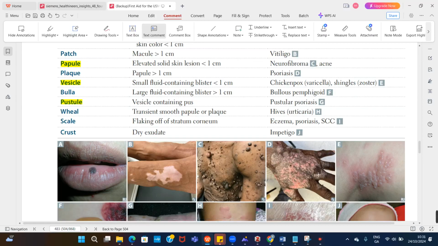Good. Flat lesion less than 1 cm, macule. Flat lesion more than 1 cm, patch. Raised lesion less than 1 cm, papule. Raised lesion more than 1 cm, plaque.